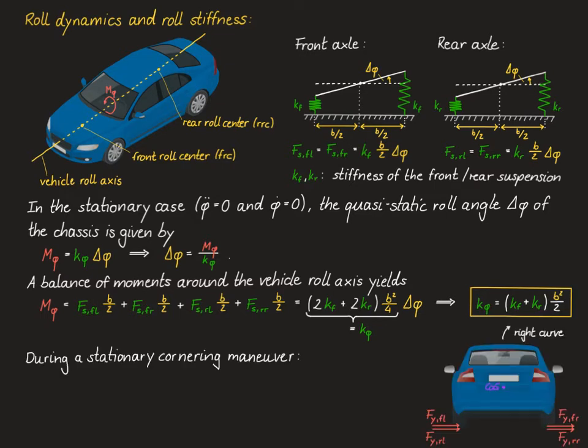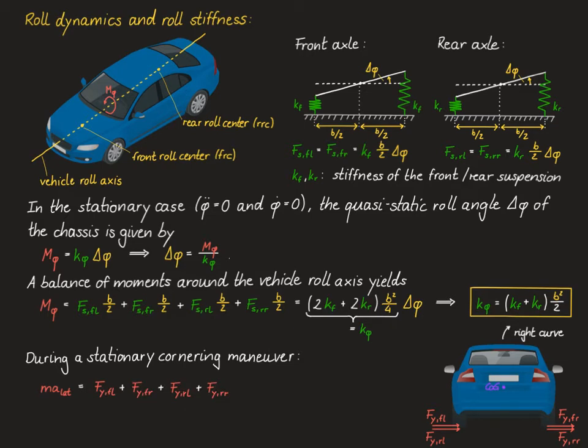Next, let's derive an expression for the particular roll moment m phi that's generated by a stationary cornering maneuver. To this end, we consider a balance of forces that act on the vehicle in the horizontal direction. These horizontal forces are summarized in this partial free body diagram. By the center of gravity principle, we can state that the mass times the lateral acceleration of the vehicle is equal to the sum of all forces acting in the lateral direction on the vehicle.